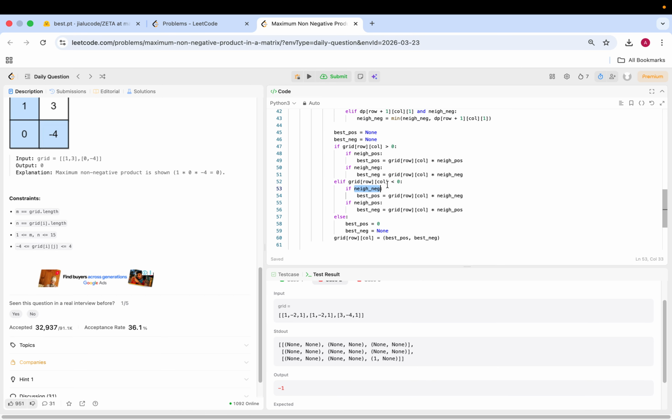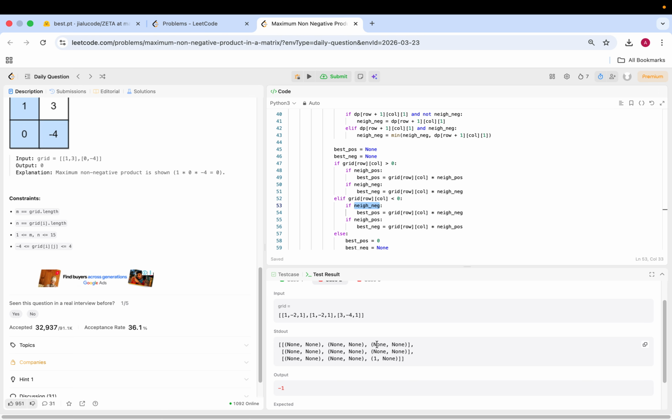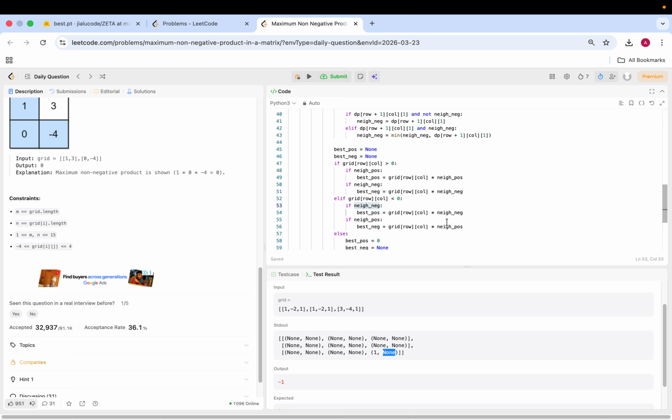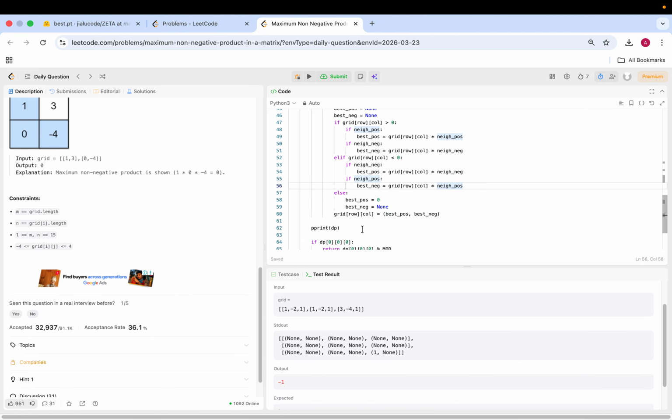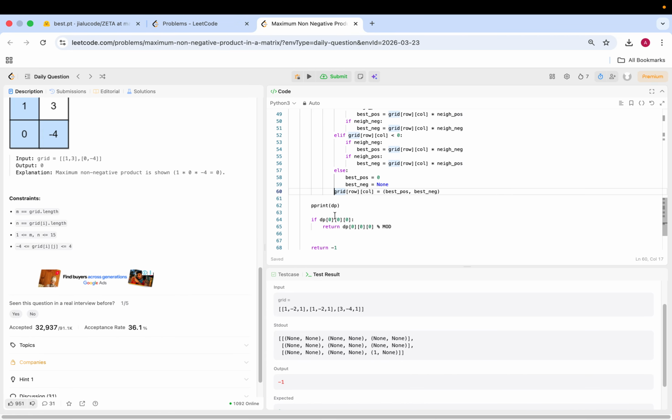I'm looking at the negative 4. If neighbor negative was none, so this wouldn't have run. If neighbor positive, which is a thing, then this should have run. Best negative is, you know, alpha times the neighbor positive, which should have been 1. So I should have gotten my negative 4. And then I should have done this. Obviously tuples are, what are they called? Immutable. So I can't edit the tuple, but I can just replace it, can't I?